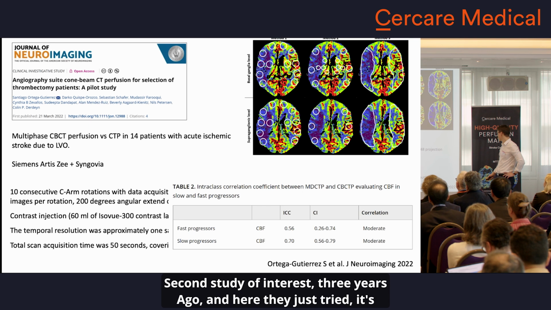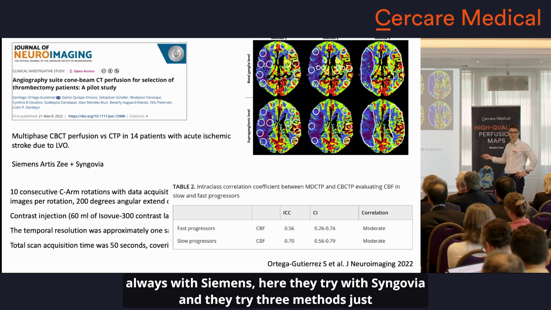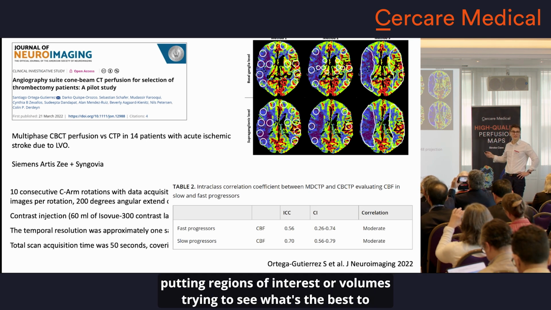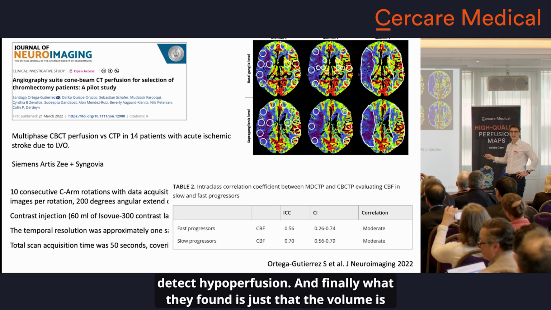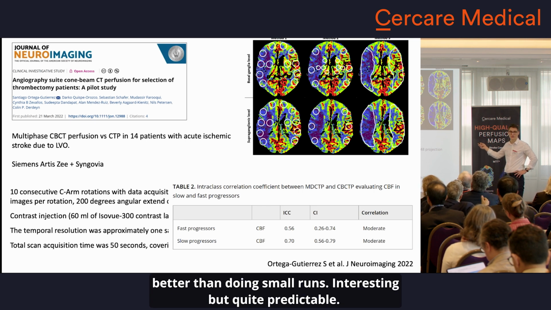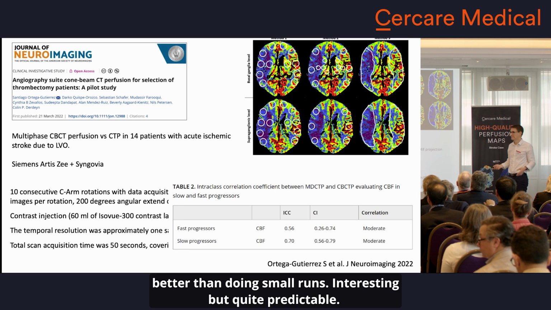Second study of interest, three years ago, and it's always with Siemens. Here they try with Syngo.via, and they try three methods, putting a region of interest or volumes, to see what's best to detect hypoperfusion. Finally, they found that the volume is better than doing small regions. Okay, interesting, but quite predictable.